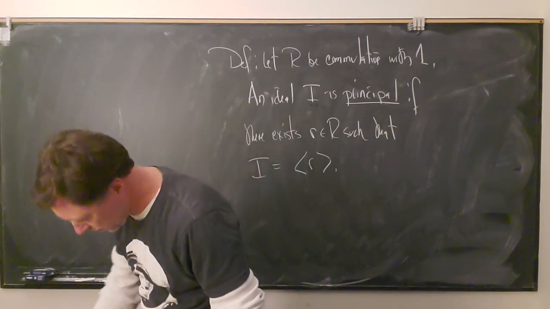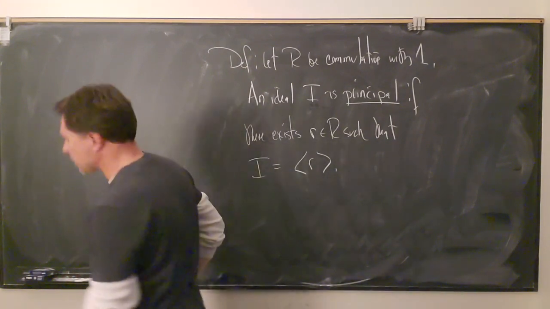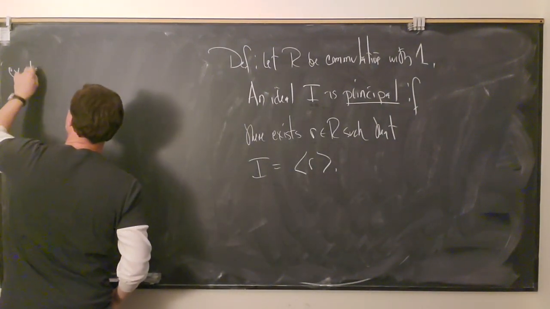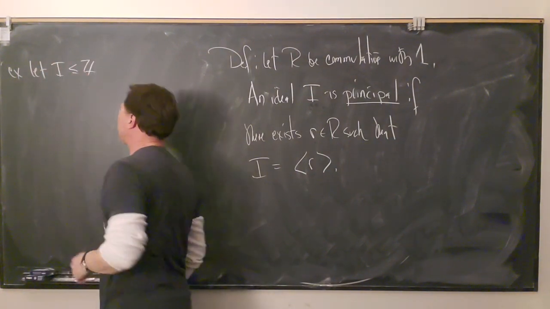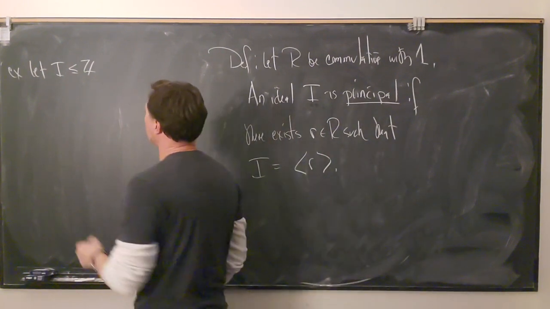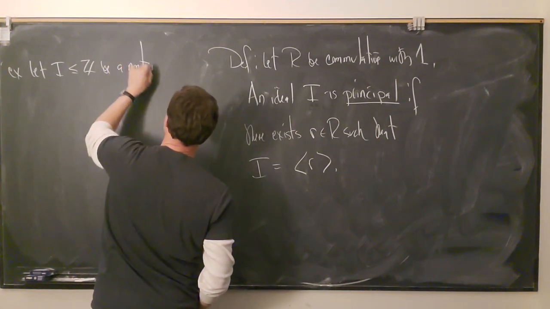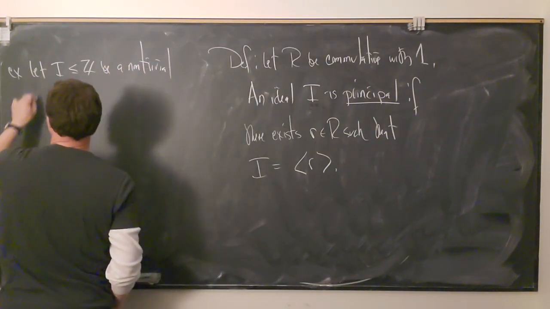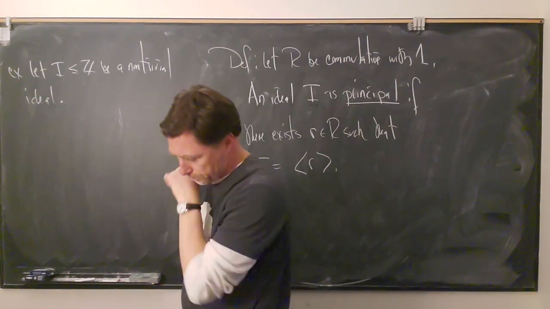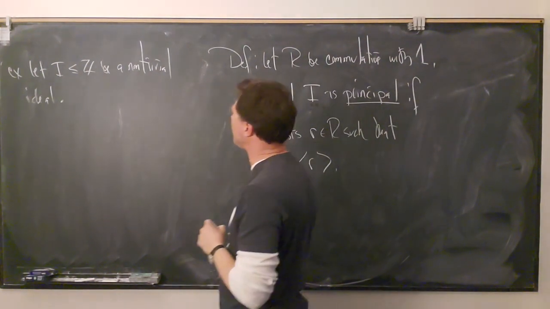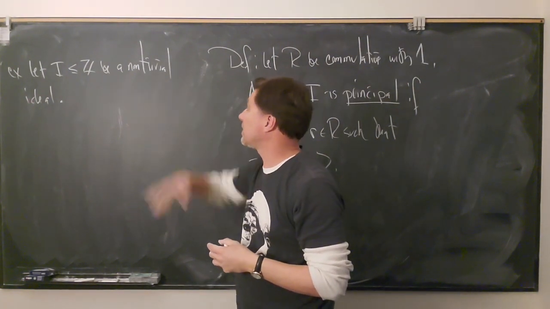So let's look at a few examples. First example, let's let I in Z be a non-trivial ideal, meaning I don't want it to be the 0 ideal. Okay, so it's sitting inside Z. I want to show that every ideal inside Z is principal.